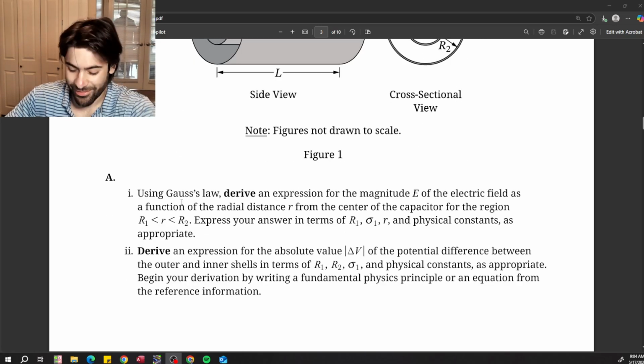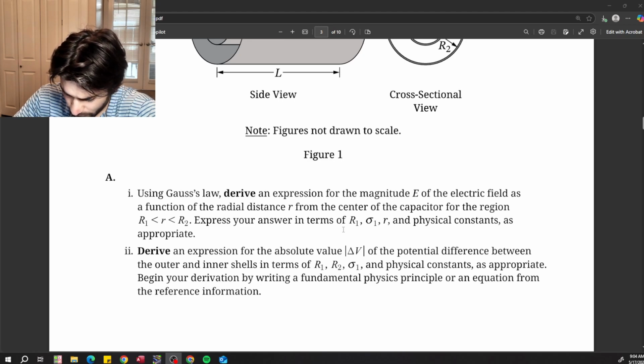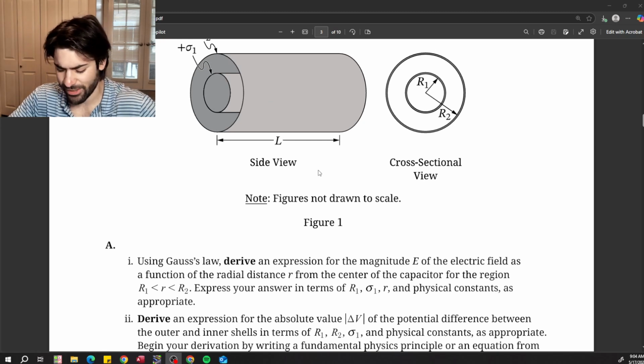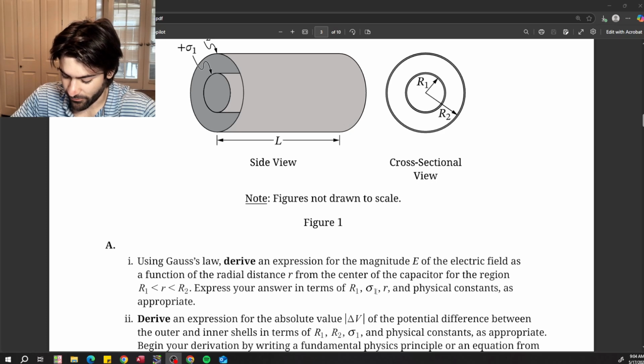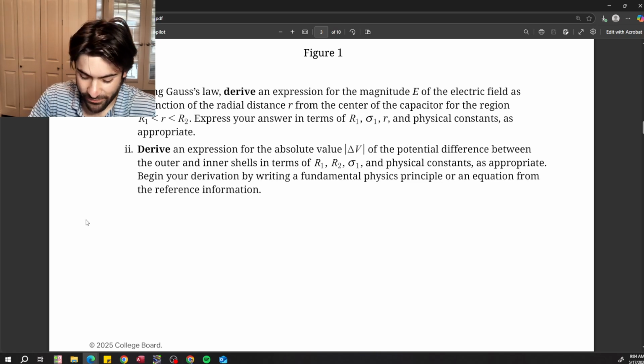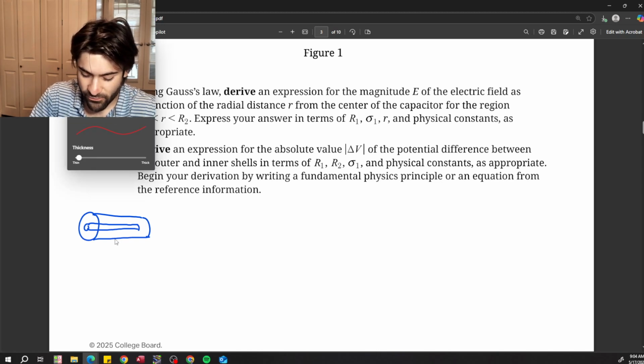And as it says, use Gauss's law to derive an expression for the magnitude E of the electric field as a function of radial distance r from the center of the capacitor. For the region r between R1 and R2, express your answer in terms of R1, sigma 1, and little r, and physical constants as appropriate. So as I mentioned, you'll be using Gauss's law to derive the electric field inside of this coaxial, what is essentially an infinitely long cylinder. Now, this is the coax cable.